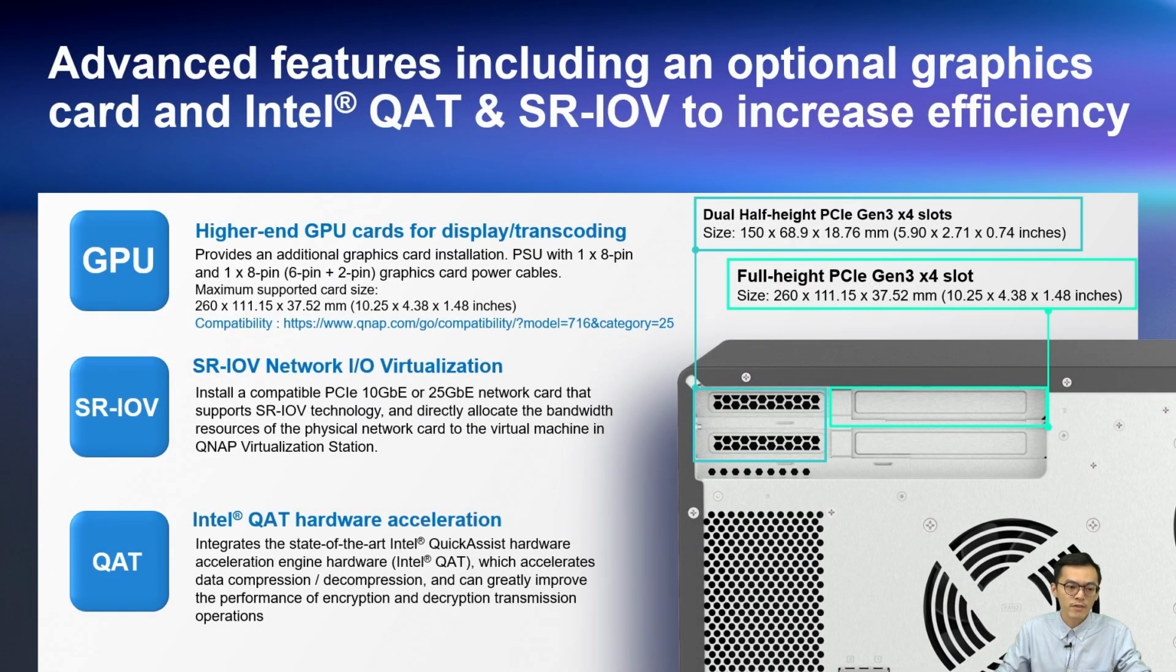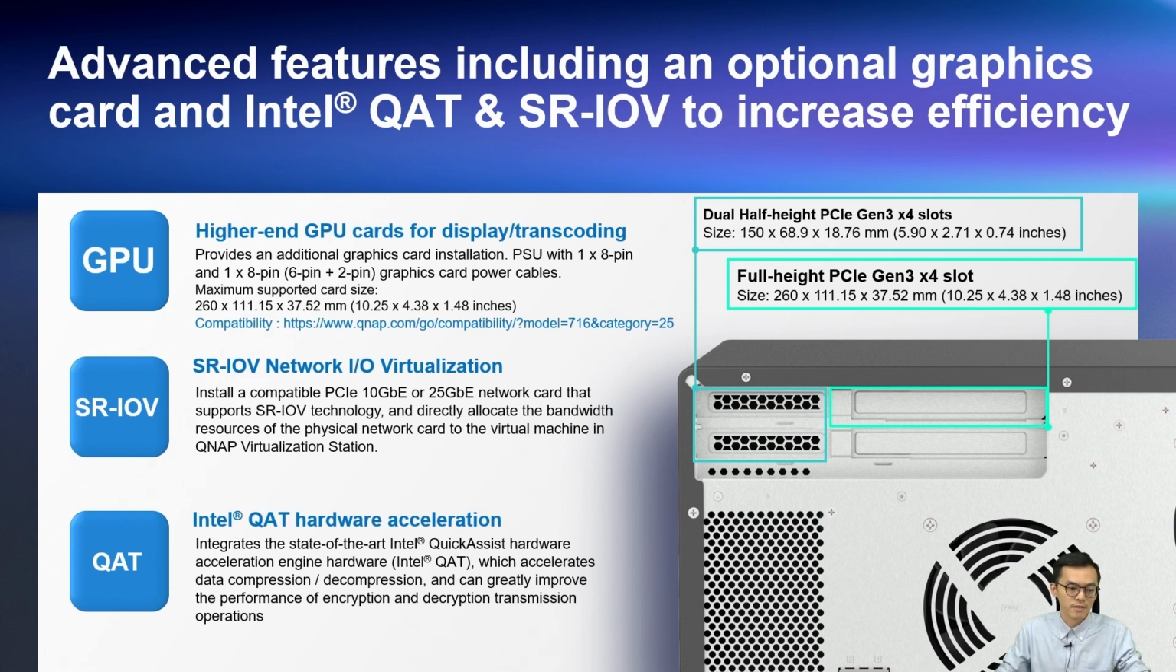And TS-1655 provides an additional external graphic cards. It can support Intel QAT and SR-IOV to increase efficiency also. So we can see that TS-1655 provides additional GPU installation and comes with an 8-pin graphic cards power cable. So we can see that the maximum supported size is 260 times 111 times 37 millimeter.